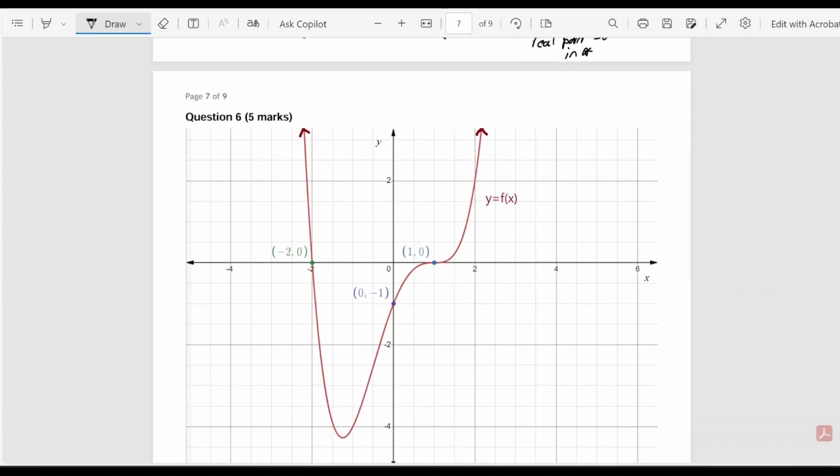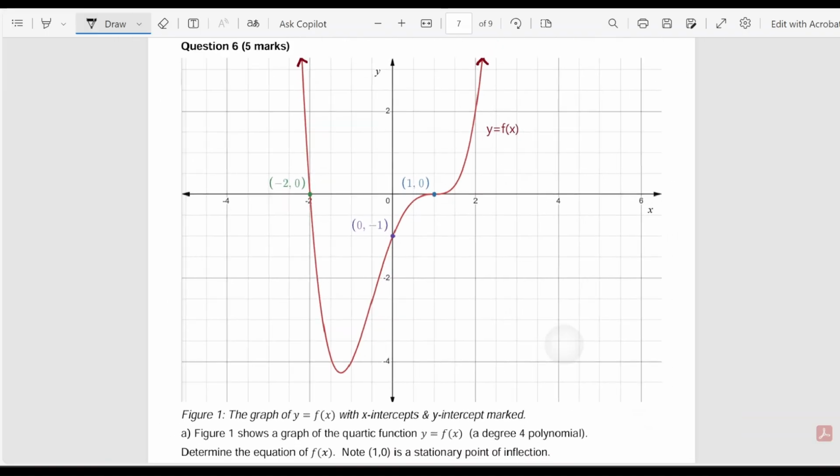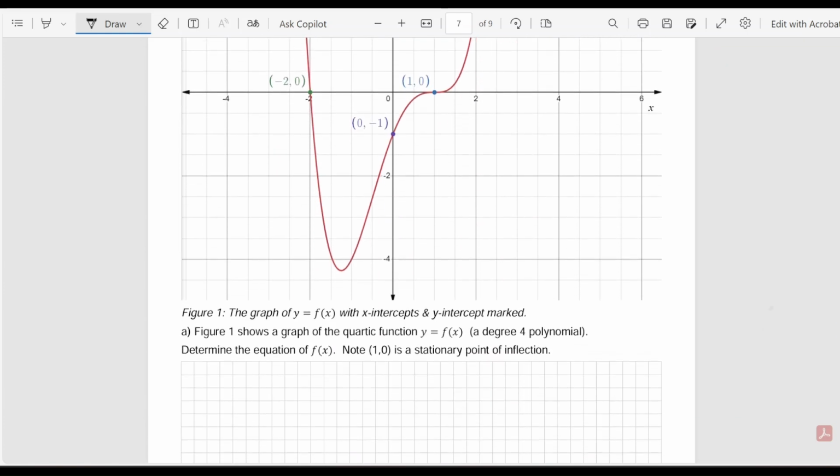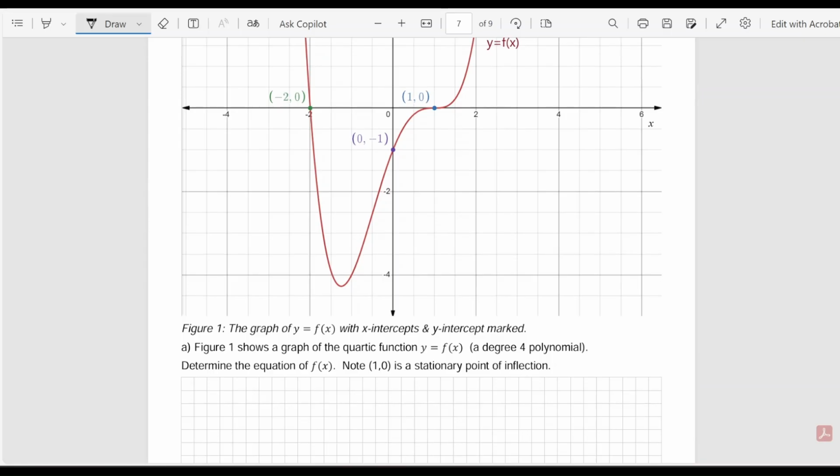What a fun question. Again, don't worry if you had trouble with that. Practice makes perfect, and that is an example of the curveball A-level question which we might see. Okay, hopefully a nicer question, this one.